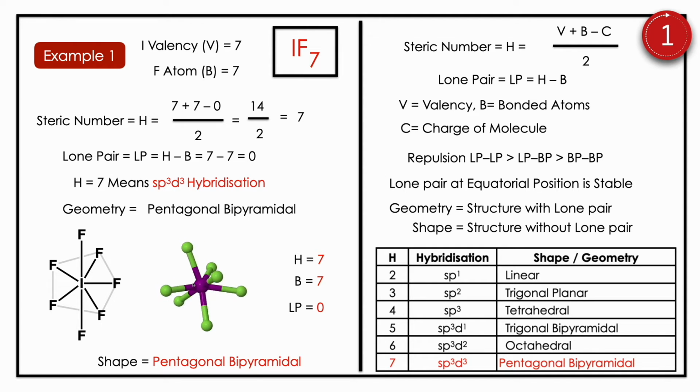If you look at the geometry and shape, both are equal since there is no lone pair. You can look at it in 3-dimensional as well as 2-dimensional. In 3-dimensional, pentagonal has all 5 fluorine in the plane and 2 fluorine on axial, above and below. So the shape of IF7 is pentagonal bipyramidal.